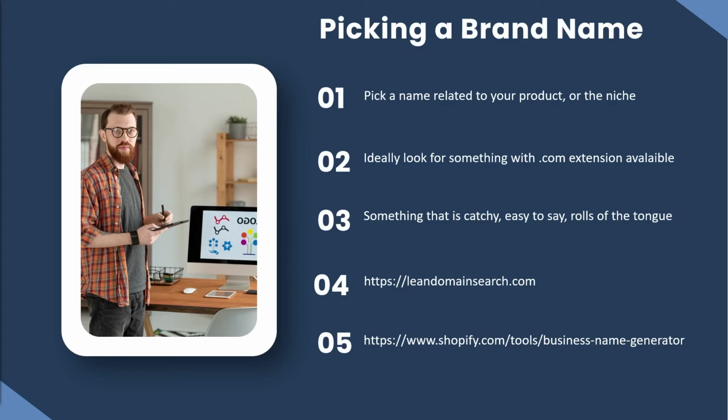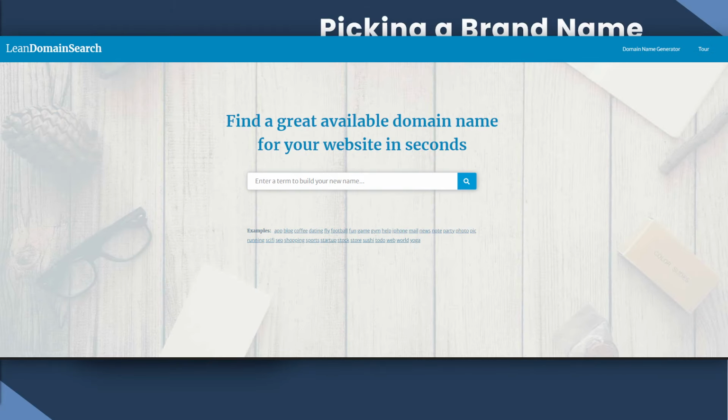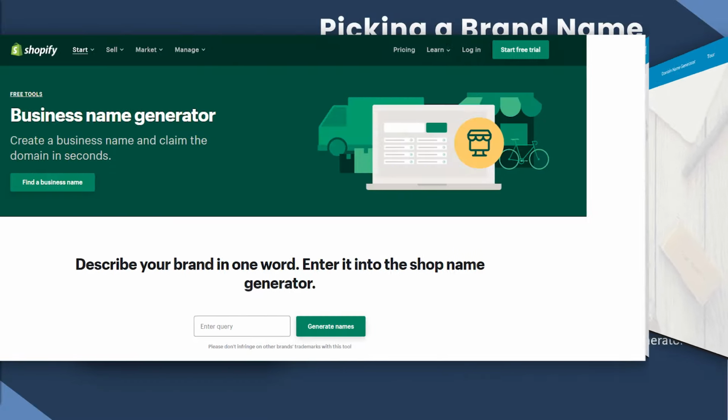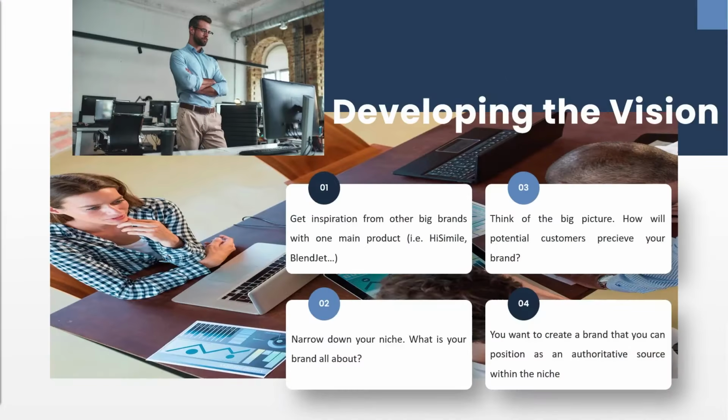And guys, for the 4th and 5th one is just the websites that you need if you want to see some ideas or you want to generate some ideas for the brand name and extension, business name generator. So that's all the stuff. You can get some ideas. If you can come up with your own, you can basically use these websites. The first one is leandomainsearch.com and the second one is shopify.com/tools/business name generator. Okay guys, upon the next one, developing the vision of your brand.